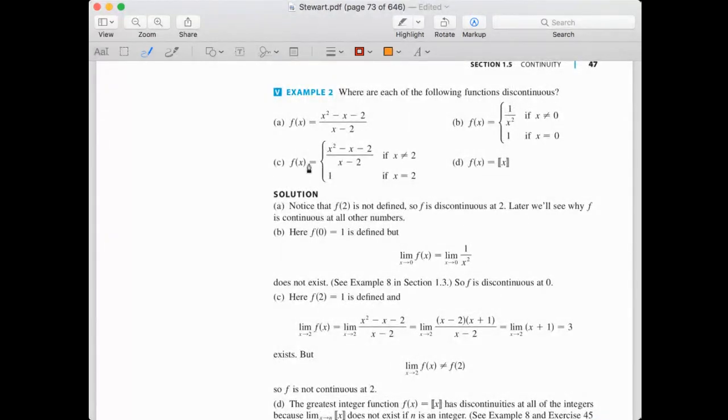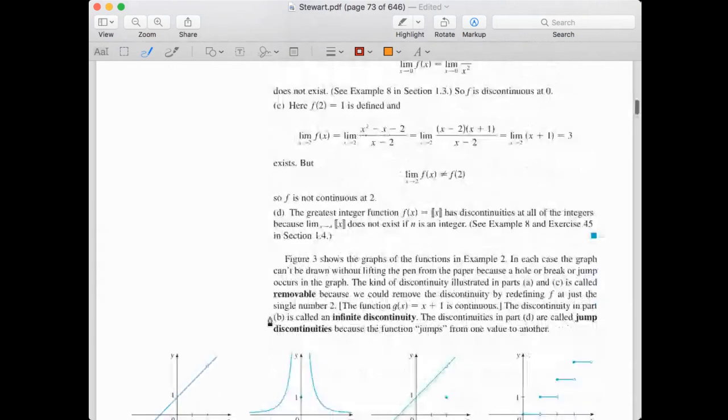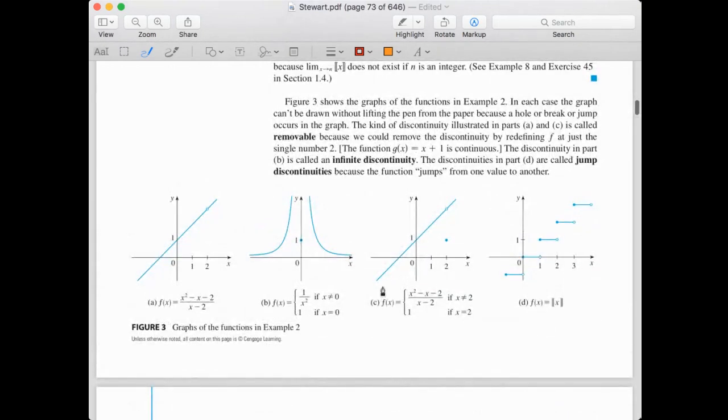3 is also defined as this. If x is not equal to 2, it's defined as this. Now, if x equals 2, it's defined to be 1. Well, let's see the graph. So when x is not equal to 2, it's this line with a break, with a circle here. And when x equals 2, we define the function value to be 1. So f of 2 is 1. It's not continuous, because the function value is here.